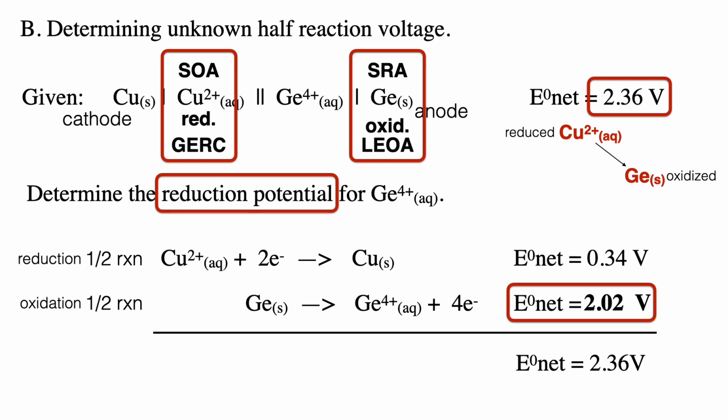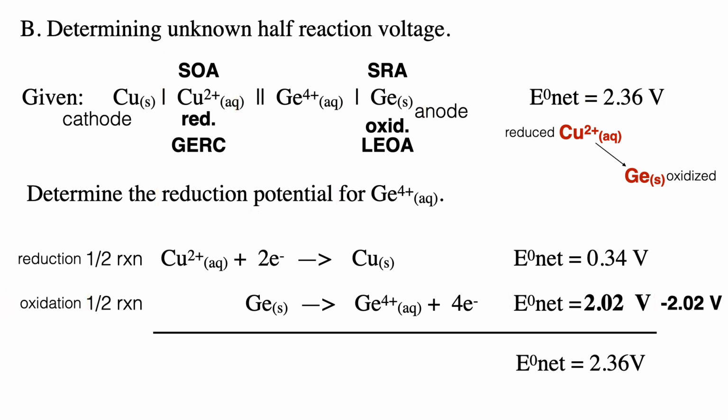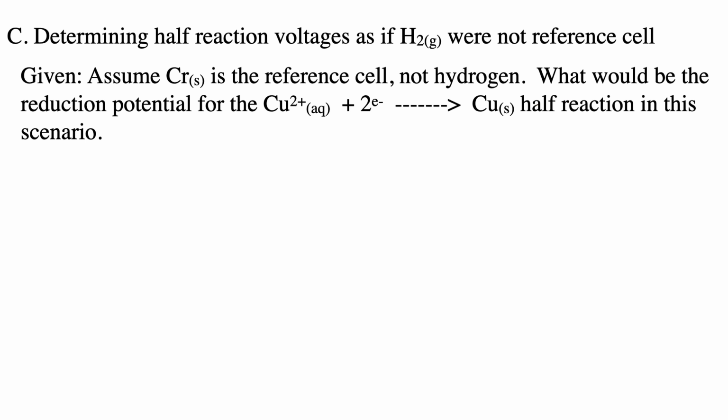Except the question was asking, what is the reduction potential for Ge4 positive? This is an oxidation reaction, and so I have to flip my reaction to make it a reduction equation. And therefore, I have to flip my voltage to negative 2.02. And that is the answer to this question. So that's how you find an unknown half reaction voltage.